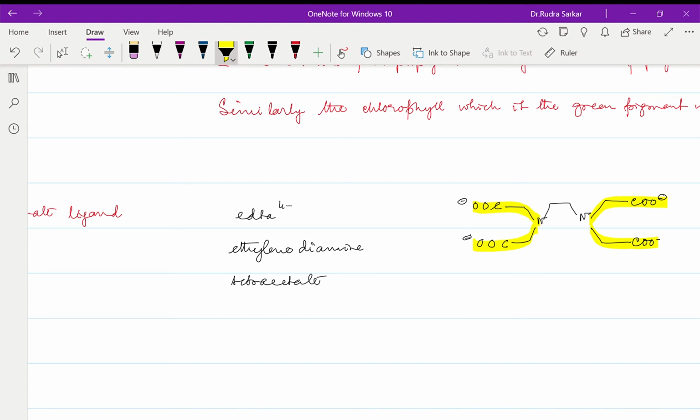Now if you consider donor site, so this is one donor site.